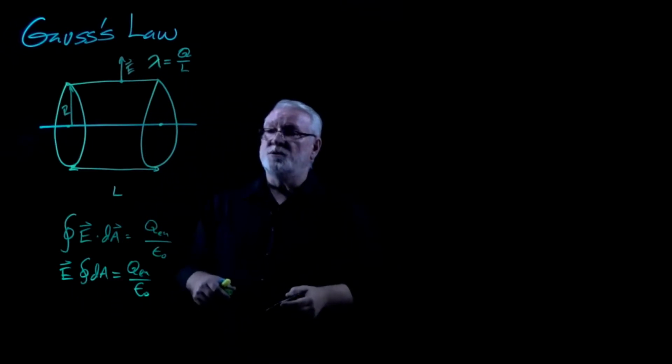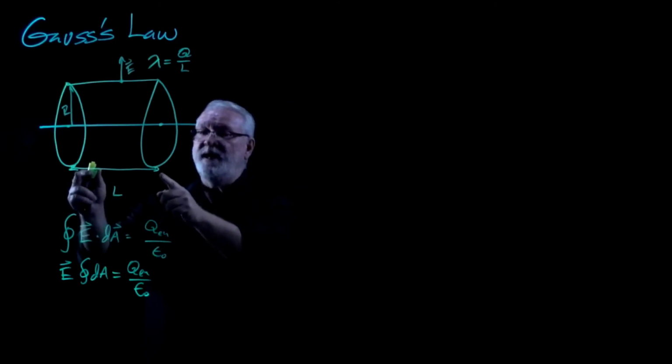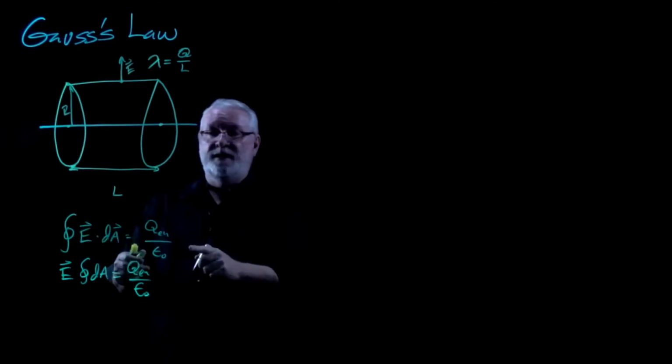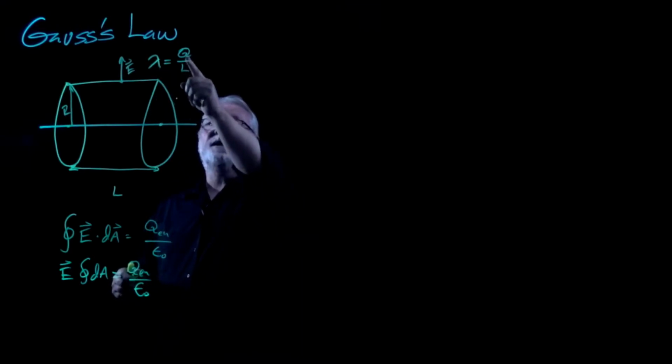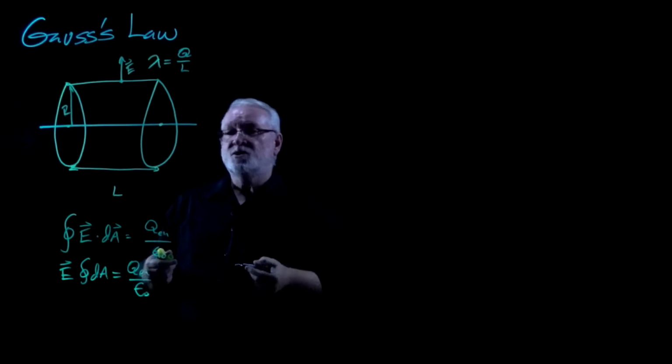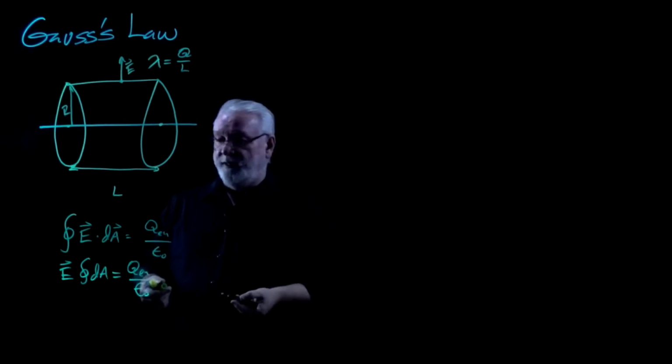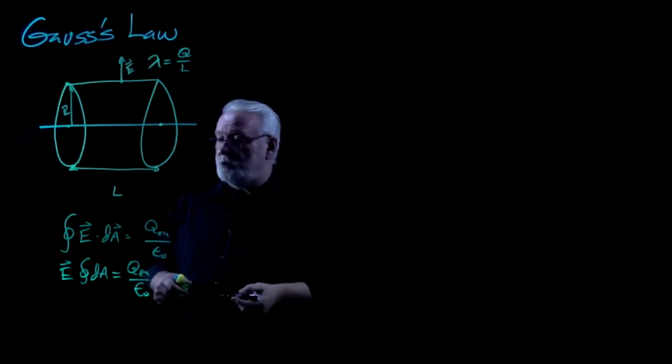And further, the enclosed charge, because this has a length of L that's actually inside the Gaussian surface, then L times lambda will be equal to Q. The entire charge enclosed will just be L lambda. Let's make those two substitutions.